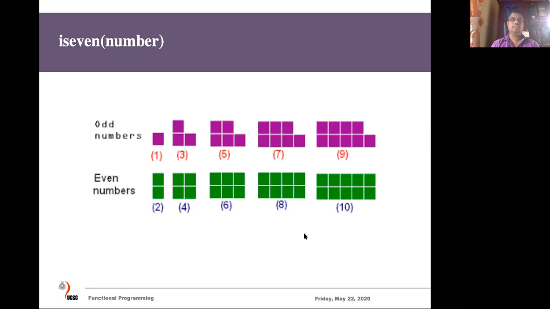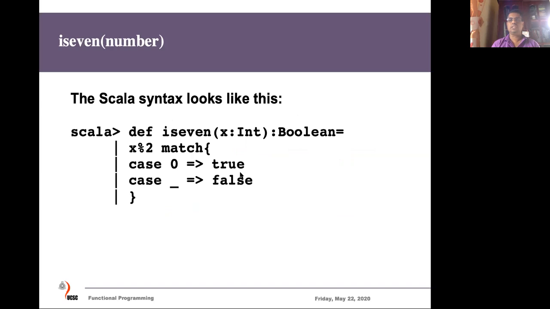So for example, let's take another example. Here we are asking you to write a function to find out the even or odd numbers. You know, odd numbers are the numbers which do not divide by 2, like 1, 3, 5. Even numbers are the numbers like 2, 4, and 6. If you want to write a function to do so using match case, our function may look like this. We define a function called is even. We take an integer number and return a boolean value. If it is an even number, it returns true, otherwise it returns false.